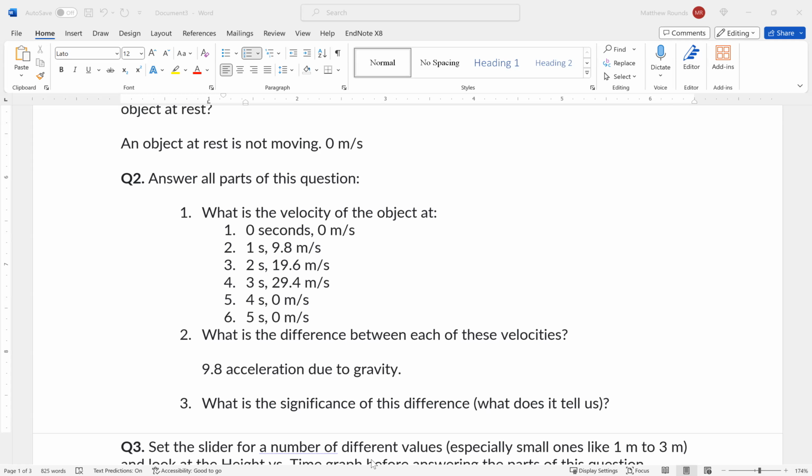Here's what I wrote. I'm not sure if I worded that correctly though. So you've got to say something about the first 3 seconds. Like in the first 3 seconds, the velocity goes up by 9.8 each time, and that happens to be the acceleration due to gravity.